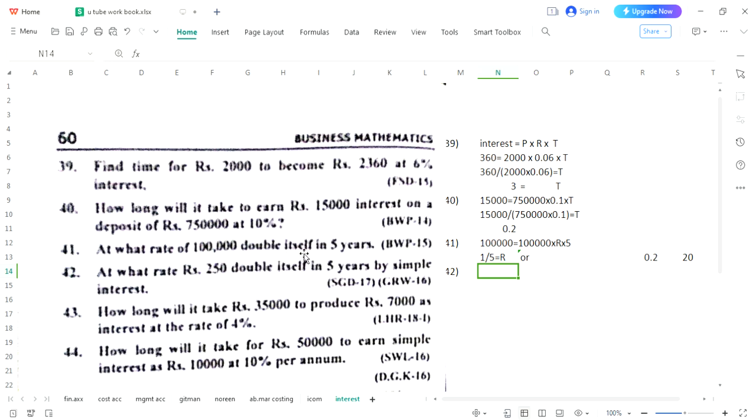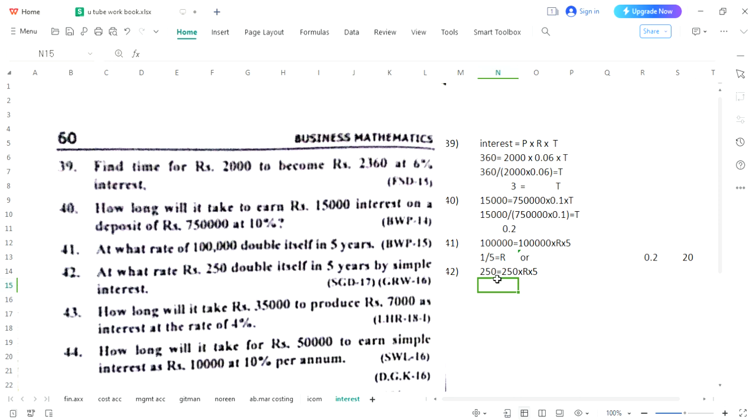Question is absolutely same, double itself. So there would be a revision. How 250 will be doubled? When same amount you will get as an interest, it means amount of interest 250, original amount 250, and we are required to calculate rate. Rate is unknown, and again 5 years is mentioned, so you will put 5.